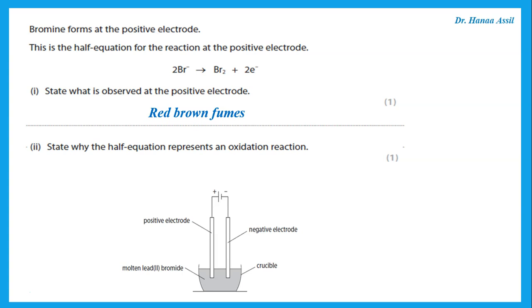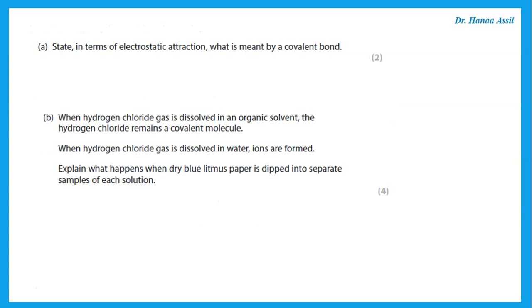State why the half equation there represents oxidation. Of course, this is because there is loss of electrons. The bromide ions lose electrons, and that is oxidation.